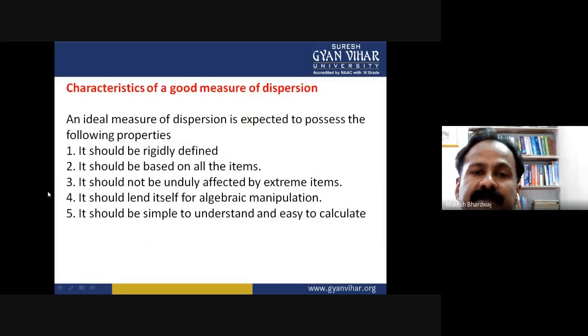Now, what are the characteristics of a good measure of dispersion? An ideal measure of dispersion is expected to possess the following properties. It should be rigidly defined. It should be based on all the items. It should not be unduly affected by extreme items. It should lend itself to algebraic manipulation. It should be simple to understand and easy to calculate. These are some good characteristics of a measure of dispersion.